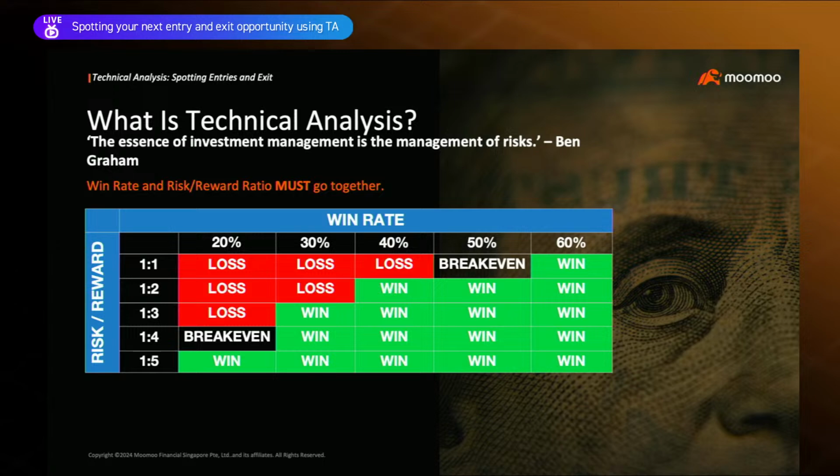The top row will show you the win rate, and the leftmost column will show you the risk reward ratio. The win rate basically means, if we are assuming that we have 10 trades, assuming 10 trades.